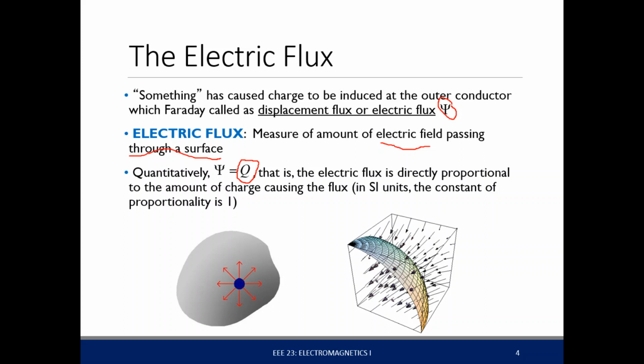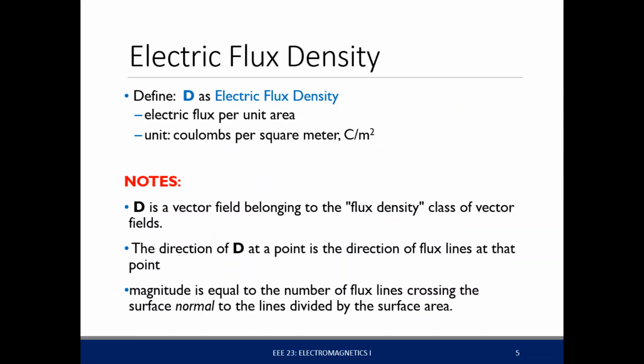So the electric flux, the amount of displacement, is quantified as psi, and it's equal to the charge inside the inner conductor. And that is the amount of flux passing through your outer conductor. So quantitatively, that flux is equal to Q. It's directly proportional to the amount of charge causing the flux. If you use SI units, the constant of proportionality is 1.